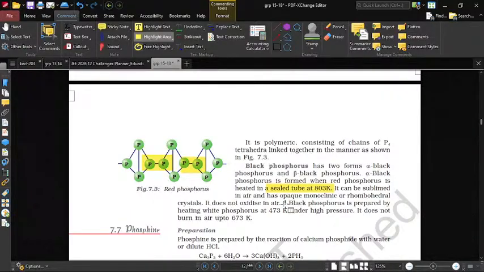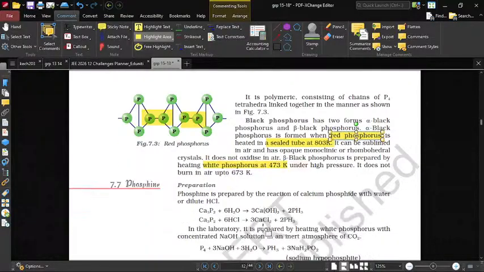Beta black phosphorus is prepared by heating white phosphorus at 473 Kelvin, sorry, 473. Here it was red phosphorus. Under high pressure. It does not burn in air up to 673 Kelvin.